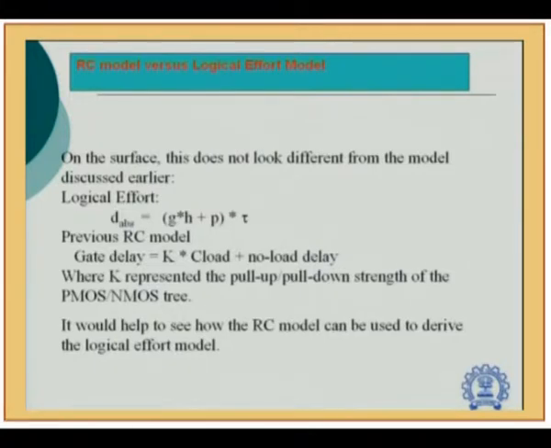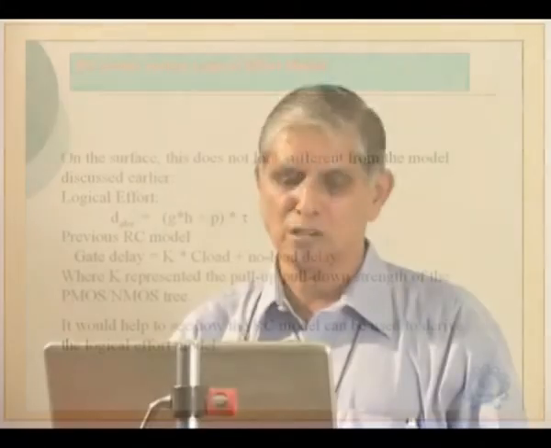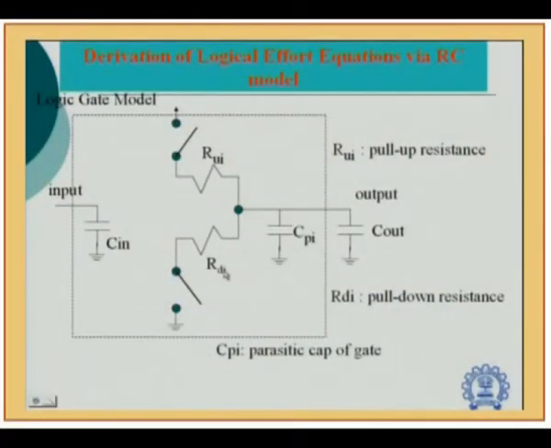It will help to see how the RC model can be derived out of the logical effort model. This is what essentially your RC model is. This is my pull up resistor, this is my pull down resistor, N channel, this can be switched on and off for P channel, this can be switched off for N channel. This is my input capacitance, this is my P I, which is the parasitic capacitance of the gate, and this is my actual load I am driving.